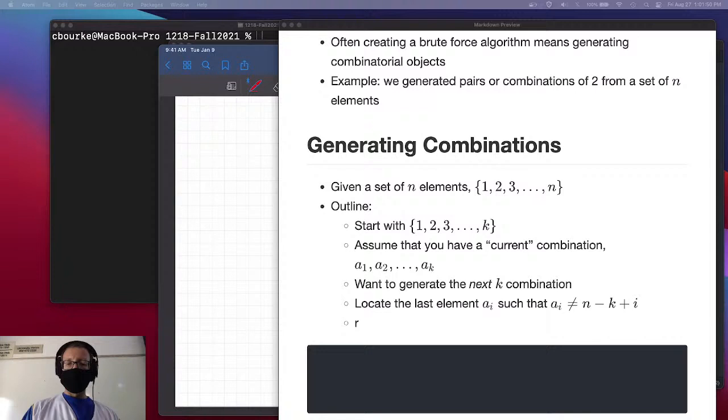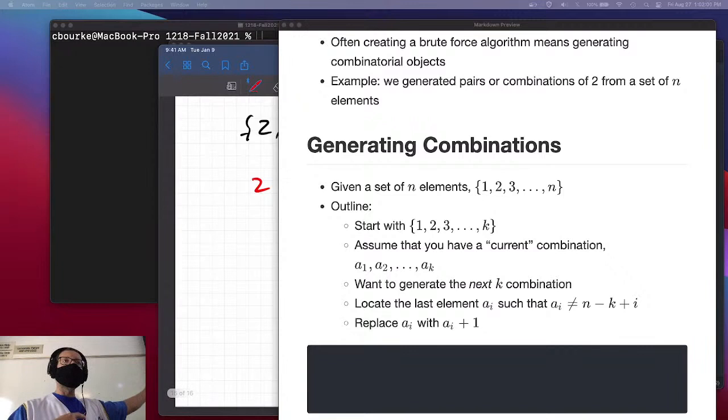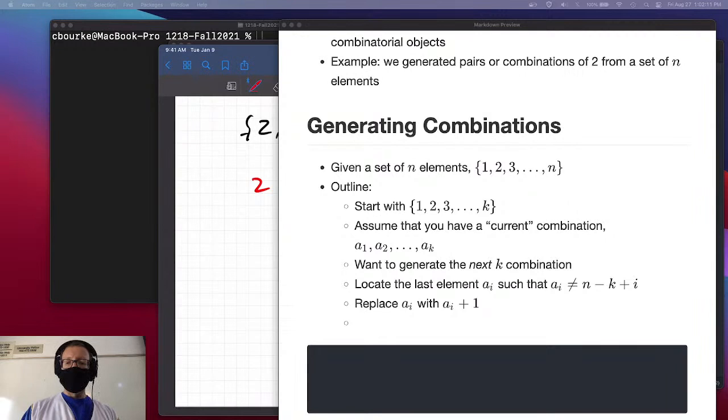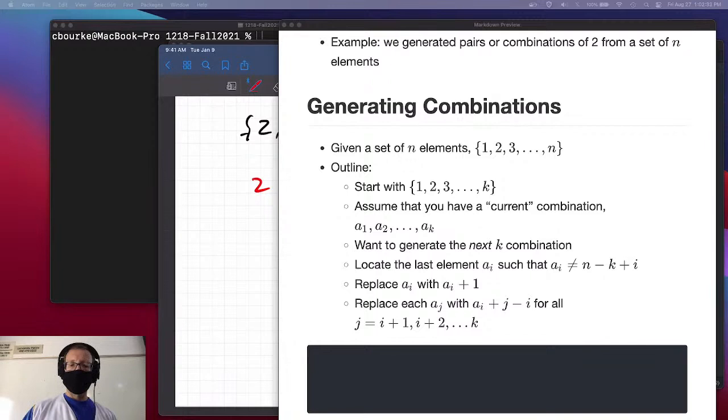We're going to replace A sub I with A sub I plus one, just like I did. I replaced 6 with 7. I started at the end: nope, that's too big, that's too big, that's too big. Oh, okay, fine, I found 6. I'll increment it to 7. And then we're going to replace each A sub j with A sub I plus j minus I, for all j running from I plus 1, I plus 2, up to K. There we go. So there is our algorithm outline.